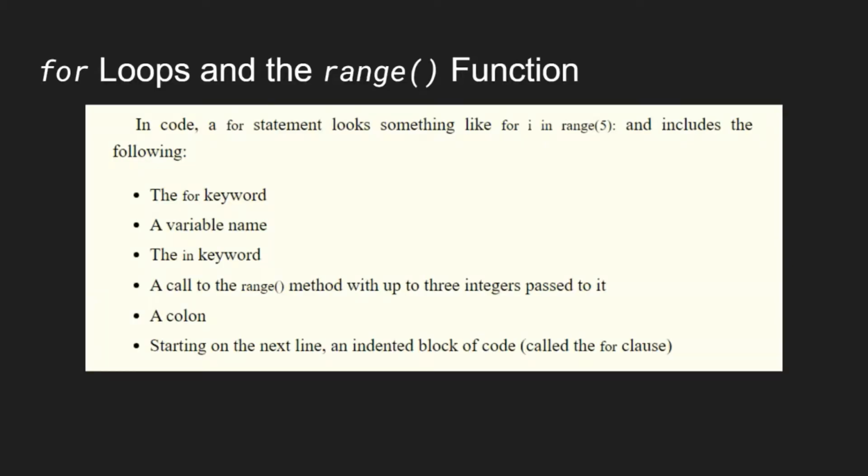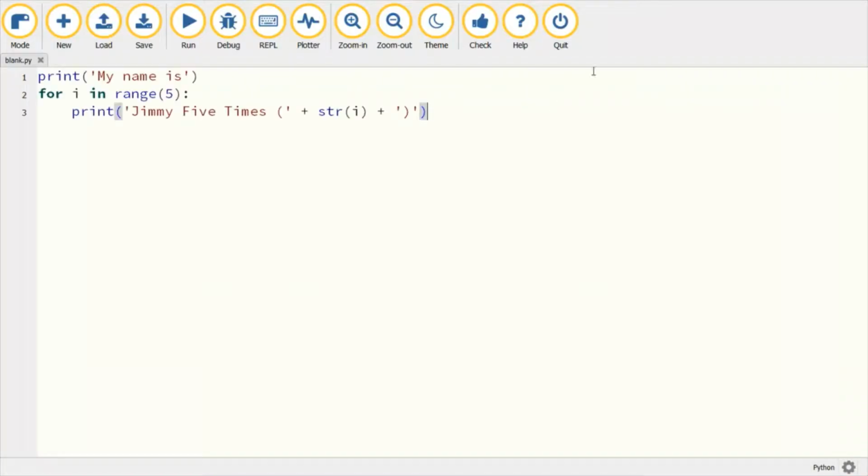So the while loop keeps looping while its condition is true, which is the reason for its name. But what if you want to execute a block of code only a certain number of times? You can do this with a for loop statement and the range function. In code, a for statement looks something like for i in range 5. Let's look at a for loop in action.